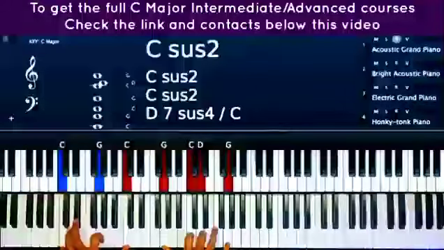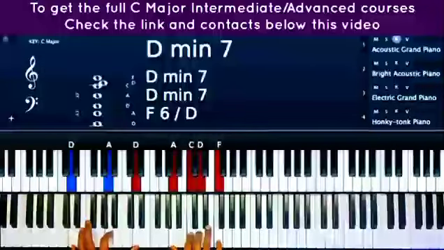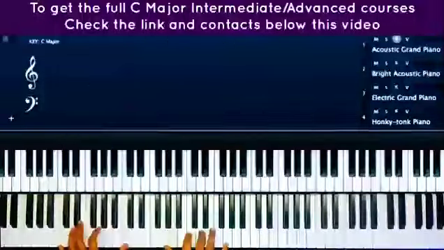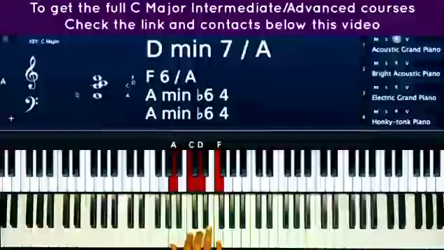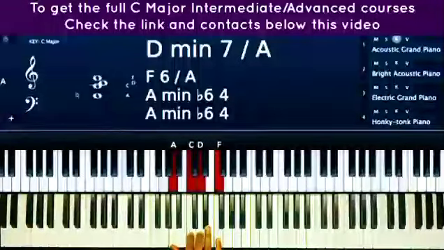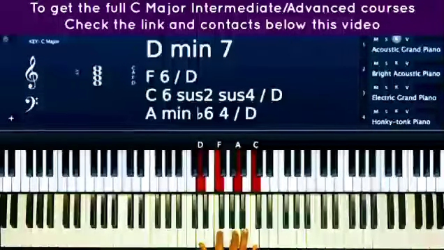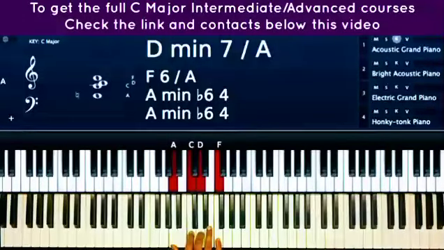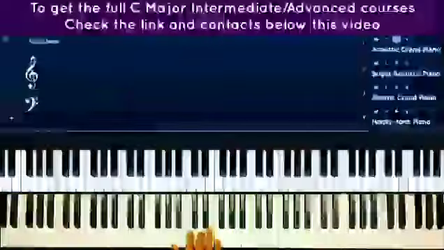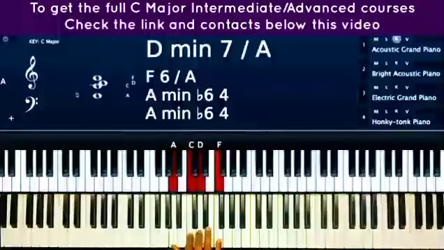So I'm starting with C, and I'm moving to D minor 7. Okay? Now this applies in any song situation, okay? 1 to 2. C sus2 to D minor 7. These are D minor 7, just inverted, okay? D, F, A, C. That's your original D minor 7. Then that's the inversion of D minor 7. A, C, D, F. Okay?